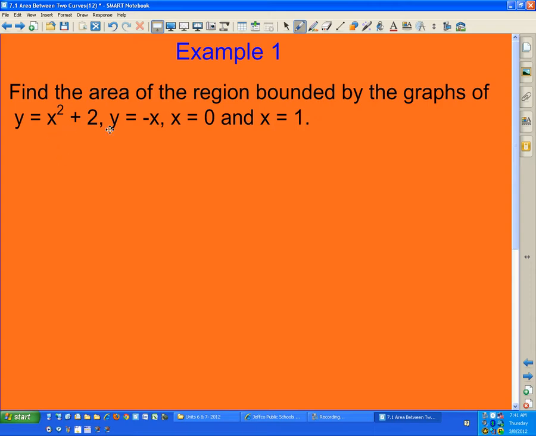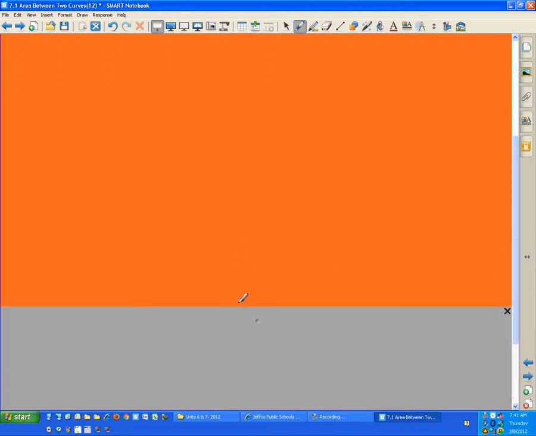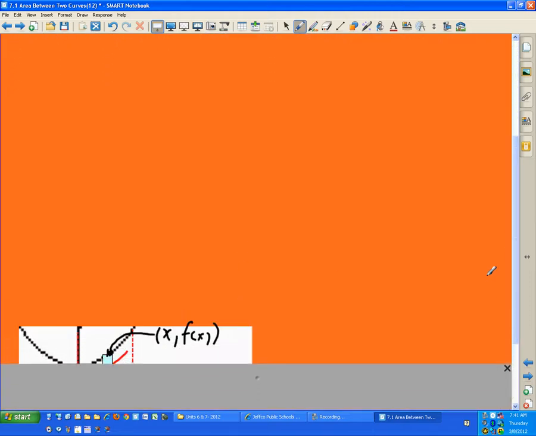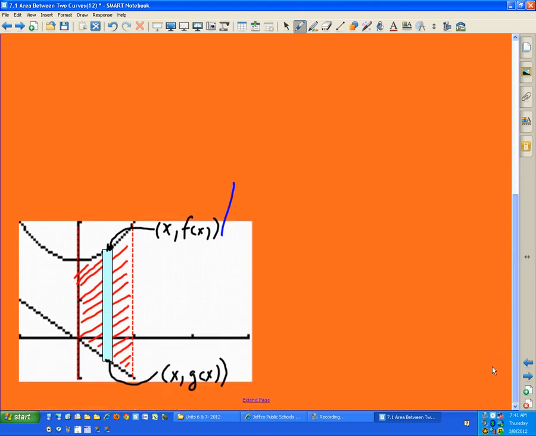So if I'm going to find the area between these two curves, I'm going between 0 and 1, and it would be nice to know what these graphs look like. I think I have a picture down here somewhere. Let's see what it looks like. There it is. And so here's the picture between the two curves.